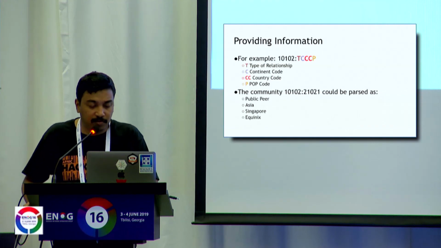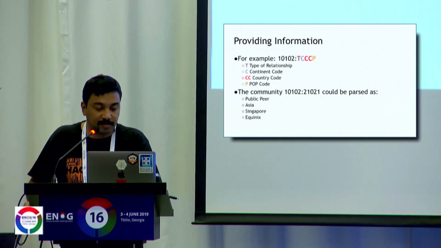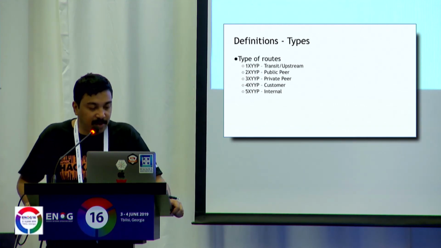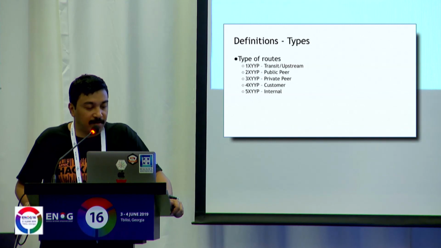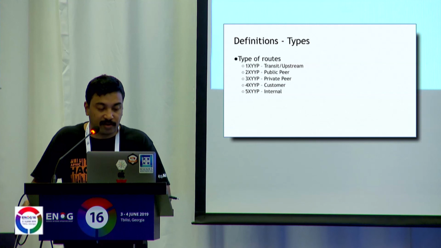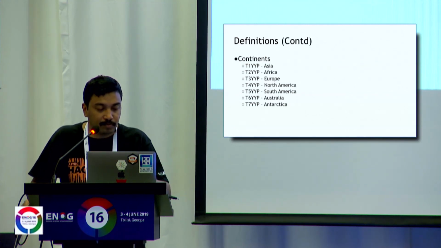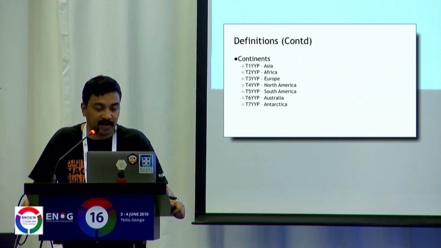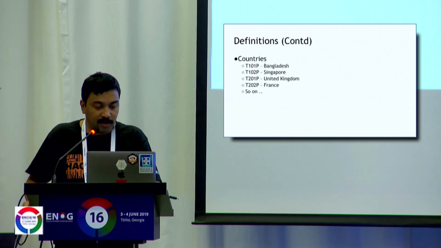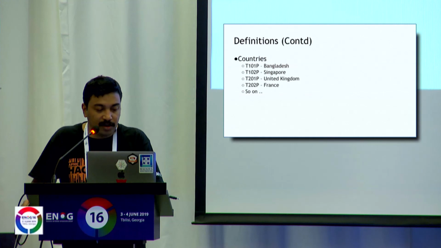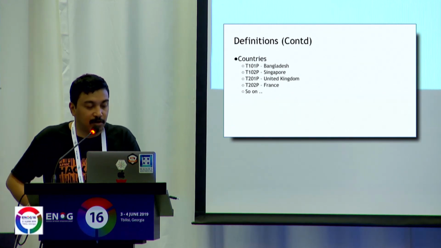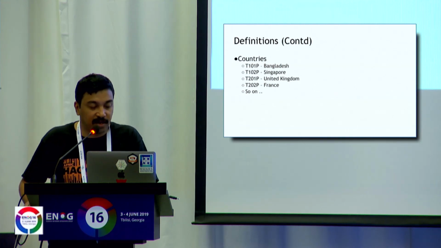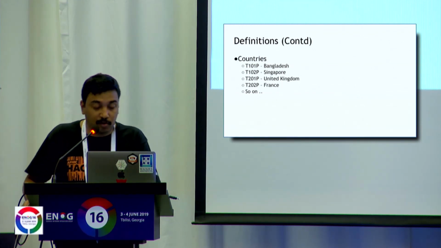In Singapore, you can have multiple POPs, so for Singapore you can use 2102, then 2345 for different POPs like in Equinix. So there are these types of routes: transit or upstream provider routes, so 1, then public peering is 2, for private peering you are using 3, for customer routes you are using 4, and for internal routes you are using 5. Here is the continent code. For the second digit, you are changing the value from 1 to 7. For the countries, we are using the third and fourth digits matching with the second digit. So Bangladesh and Singapore are within the Asia-Pacific region, so for the first digit we are using 1 for Bangladesh, so for Bangladesh it's 101. Whereas within the European region, there is the UK, so we are using 201 or 202. I don't know what's going to happen after Brexit.